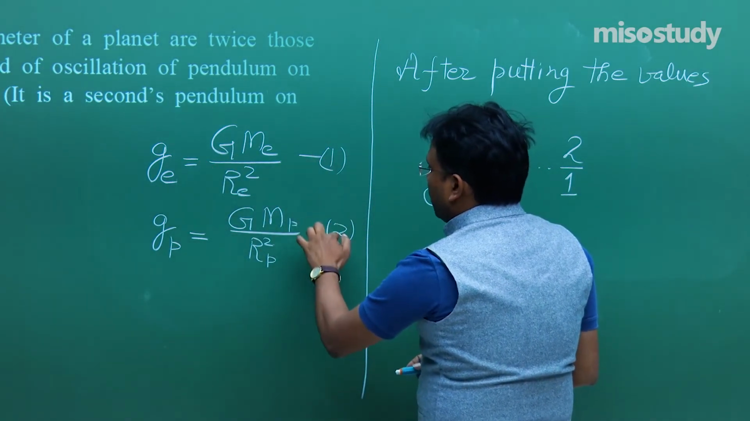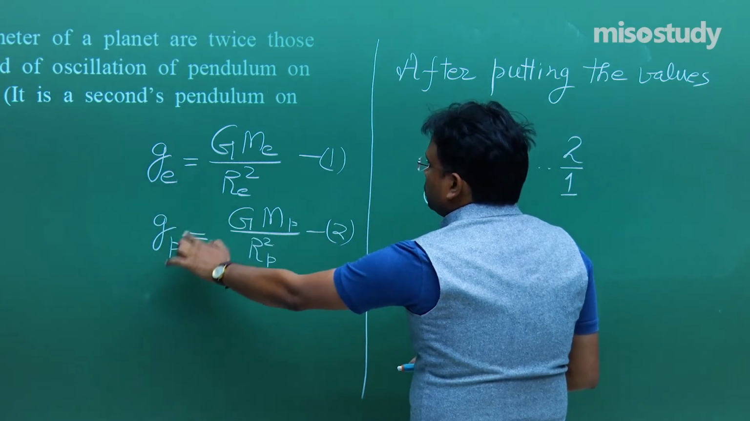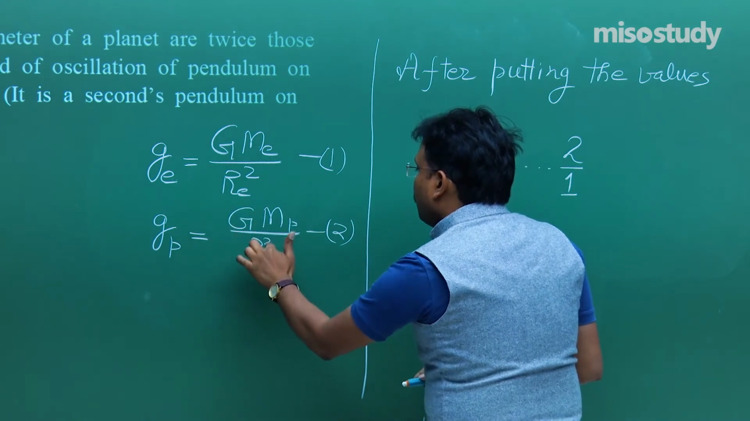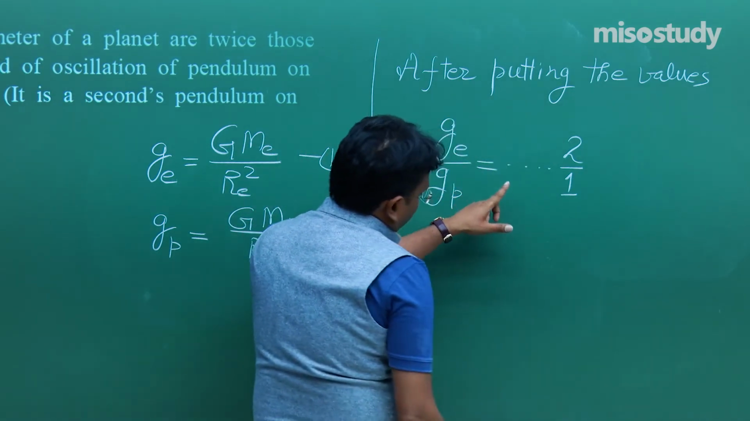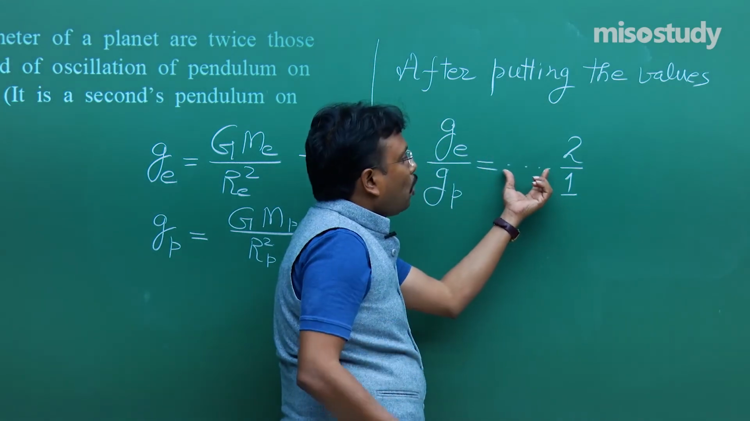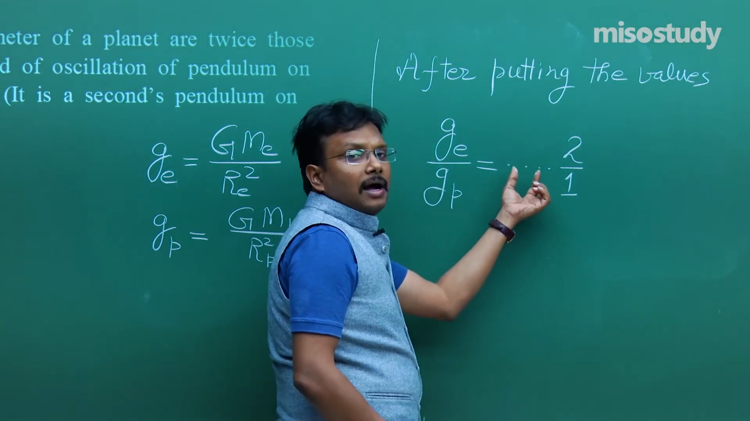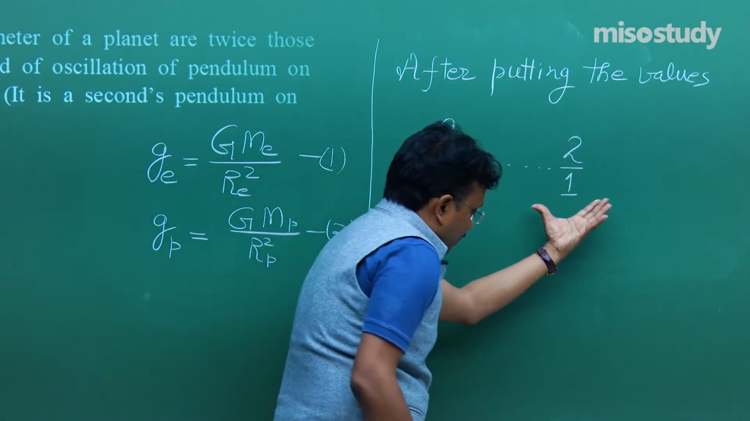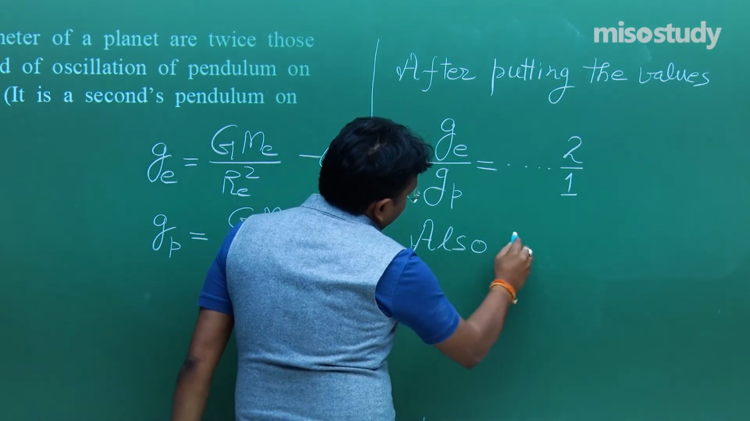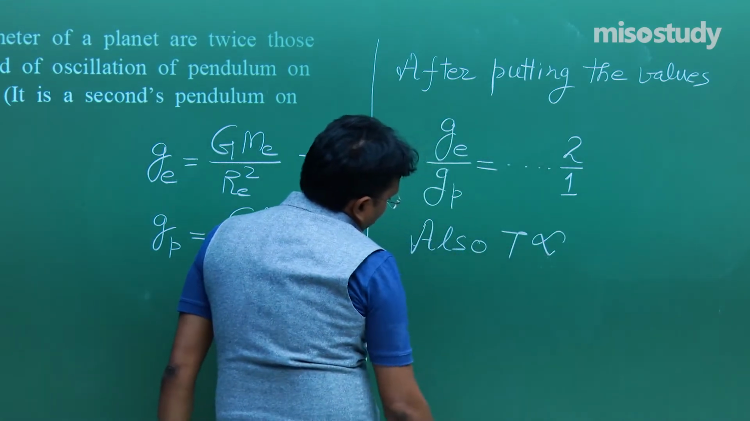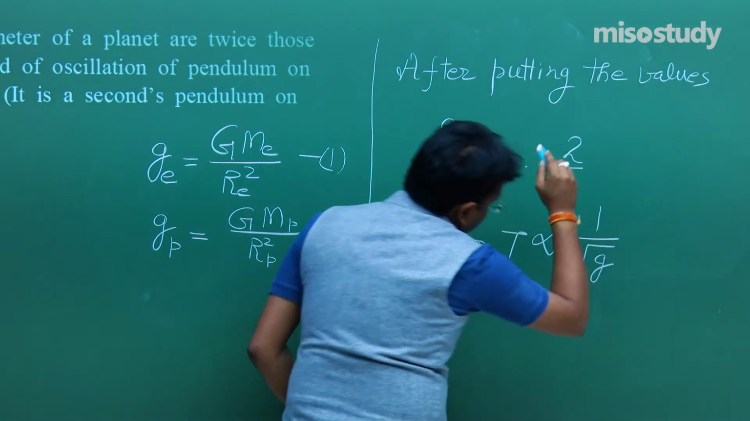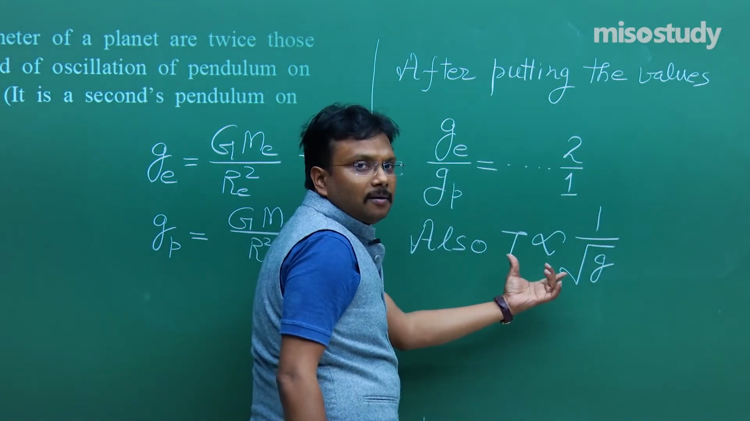Because divide 1 by 2, G earth upon G planet, ME upon twice ME, then RE square upon 4 RE square. So this way if you solve it, you will get 2 by 1. Directly, just 2 or 3 simple terms I am ignoring, and then directly I am writing like this. Fine. Also, T is directly proportional to 1 over under root g. Just 2 minutes back I explained, no problem.